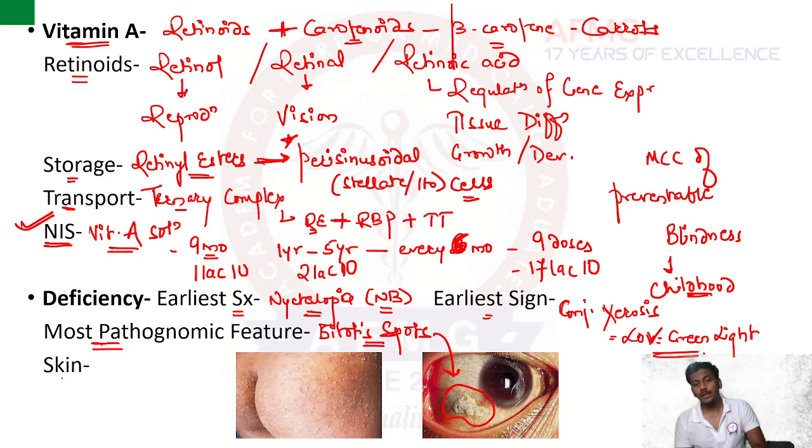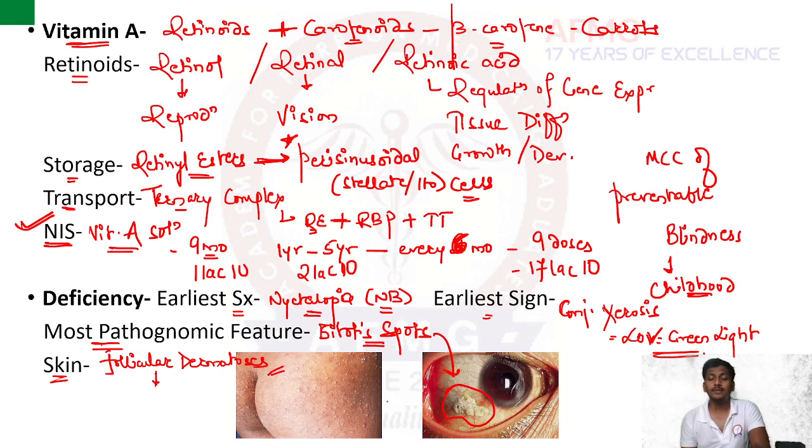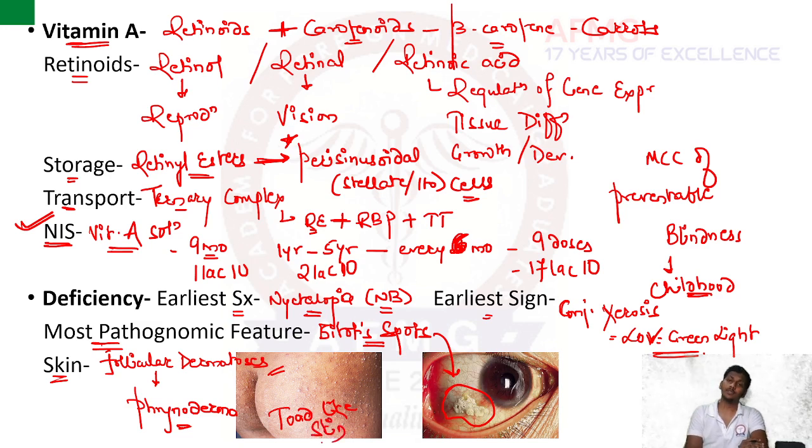Whereas there would be some skin manifestations also, because please remember, vitamin A is also responsible for the maintenance of epithelium of skin. So if there is vitamin A deficiency, follicular dermatosis is seen. Okay, this follicular dermatosis is also called papillary dermatosis, and it resembles toad-like skin. As you can see in this image, there is toad or frog-like skin, and this condition is also called phrynoderma. So phrynoderma, follicular dermatosis or toad-like skin are features of vitamin A deficiency. These are important things to be remembered, right?